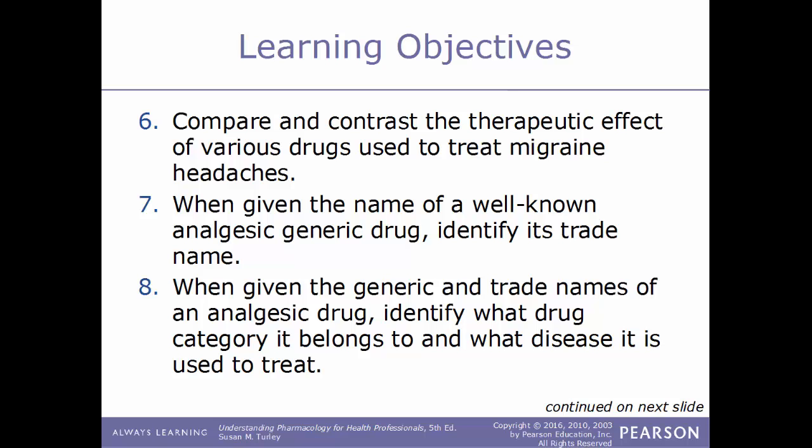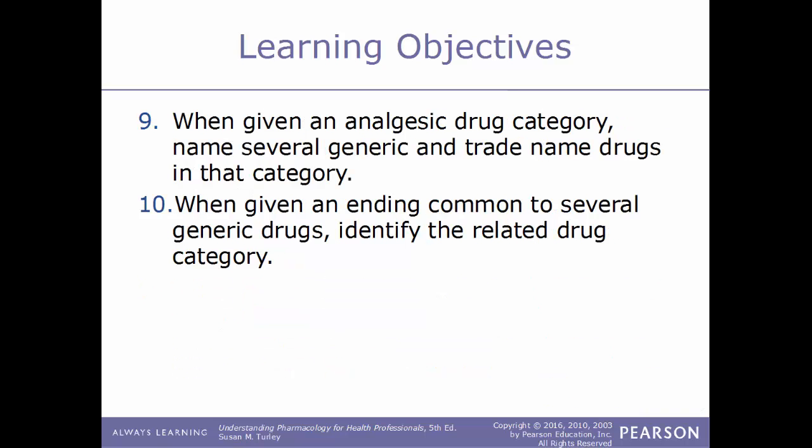When given the name of a well-known analgesic generic drug, identify its trade name. When given the generic and trade names of an analgesic drug, identify what drug category it belongs to and what disease it's used to treat. When given an analgesic drug category, name several generic and trade name drugs in that category. And lastly, when given an ending common to several generic drugs, identify the related drug category.